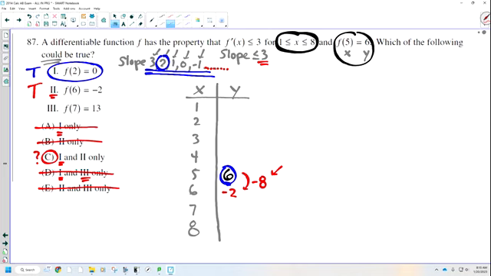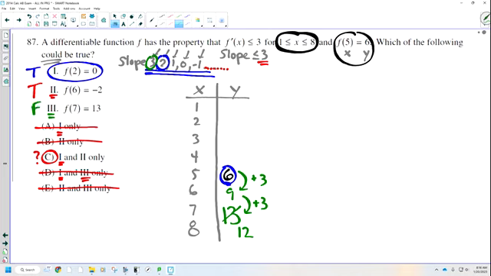Now, just for some of you that are like, well, can you explain this one? Sure, let's take a look at f of 7 being 13. Can f of 7 be 13? Now, keep in mind my maximum slope is 3. If I go up 3, that's to 9. If I go up 3 again, this would have to be 12. It can't be 13. This is false.